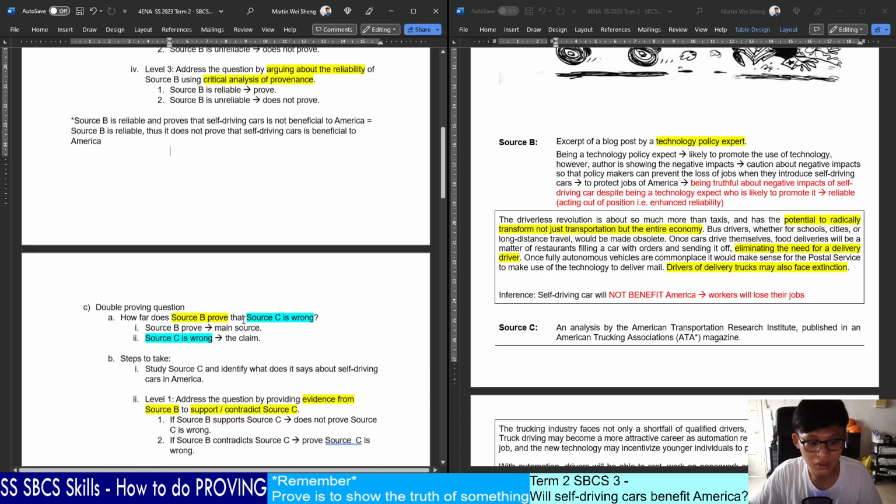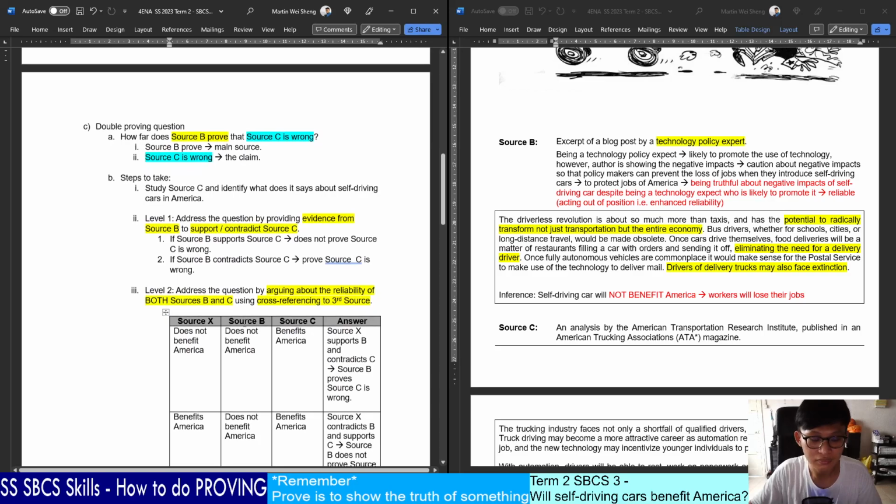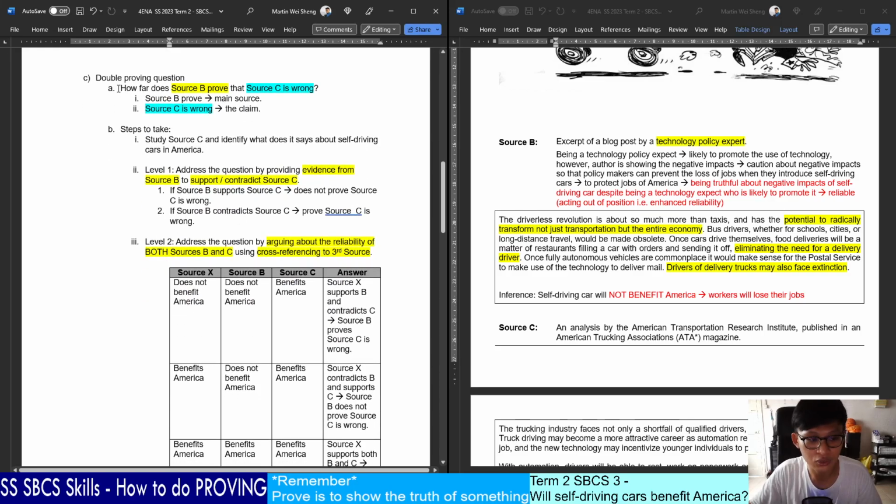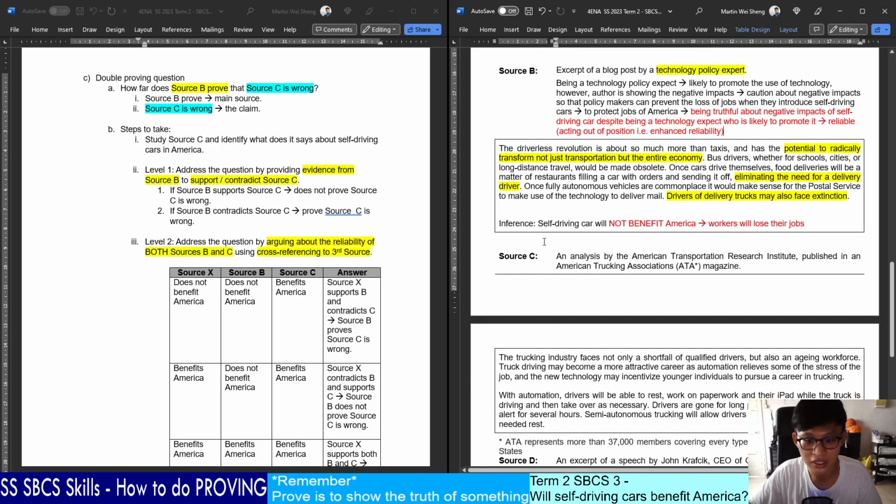So for double proving, I've already gone through the type of question. Basically it says, how far does source B prove that source C is wrong? So source B proves is the main source, source C is wrong is the claim. So the first step to take, you need to study source C. Then you need to identify what it says about self-driving car in America. So let us do it now.